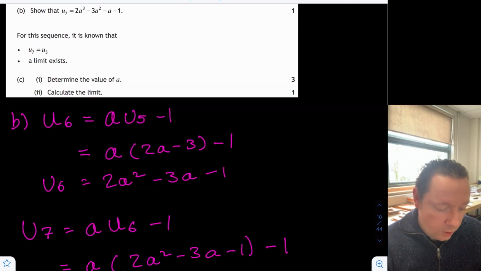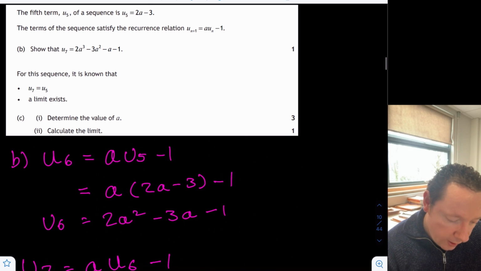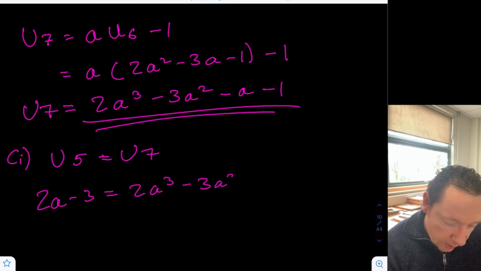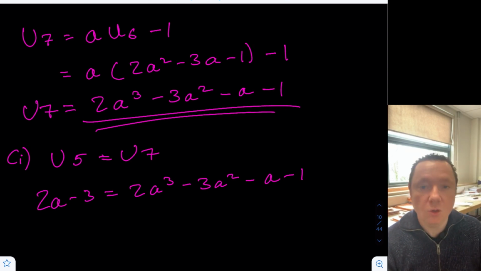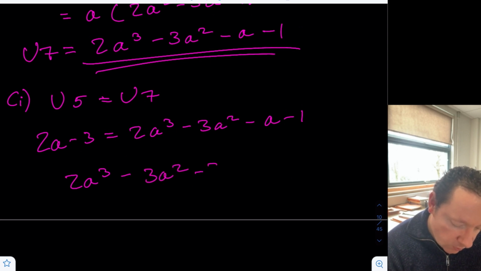Okay, going on to part C of this question. For this sequence, it is known that u7 equals u5 and a limit exists. Determine the value of a. So let's do part 1 first. u5 equals u7. So I can just write u5 again, which was 2a minus 3. So we know that 2a minus 3 on the left equals 2a cubed minus 3a squared minus a minus 1. And we need to solve this equation. So moving everything to the right, we get 2a cubed minus 3a squared minus a minus 2a is minus 3a, minus 1 plus 3. 3 minus 1 is 2. So plus 2 equals 0.